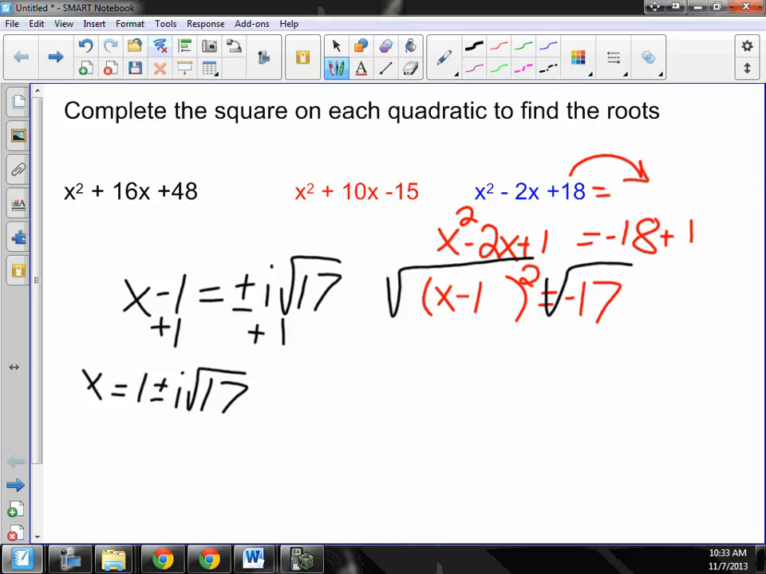The 1 came from here. So this graph actually misses the x-axis entirely. If we would have tried to factor it, we would have got no solution. And if you graph it, it misses the x-axis, which means that the roots are imaginary.